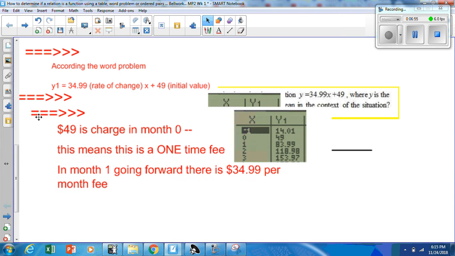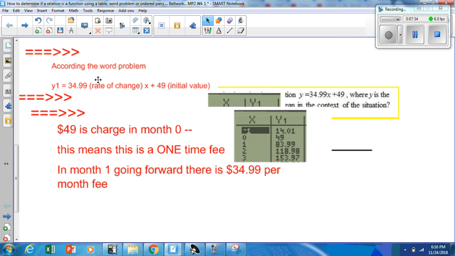Well, in the context of this story, at 0 months I'm being charged $49. So that must be a one-time fee, like the fee you experience when you go to Darien Lake and have to get in. We call that an admission fee. And then after you get in, there are certain other rides that you actually pay for. That's what's going on with this second value. $34.99 is the fee per month for the gym membership. So from month 1 going forward, we're going to spend that money.